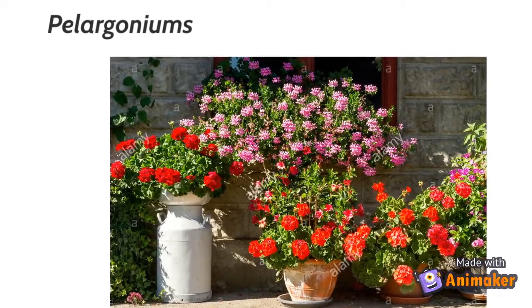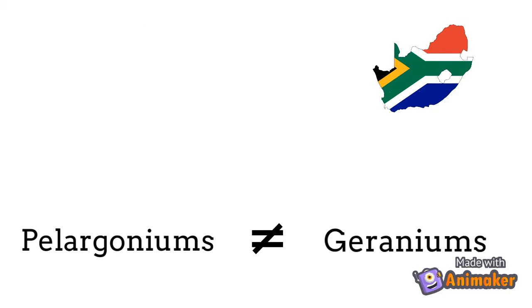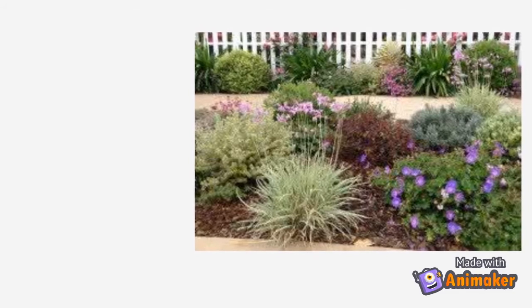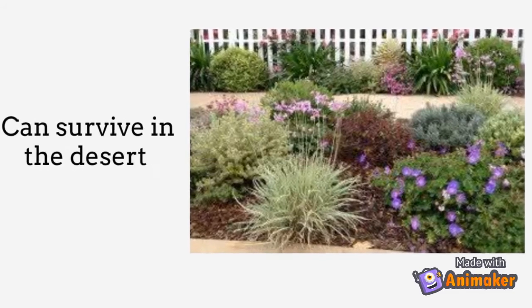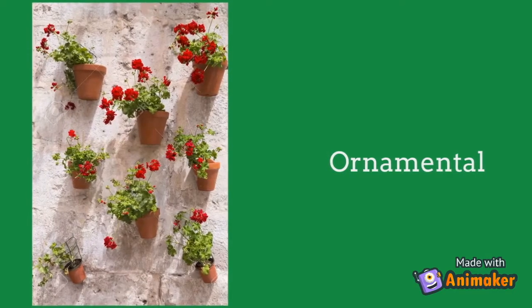Pelargoniums, often mistakenly referred to as geraniums, belong to the family of Geraniaceae and will be the focus of this study. Originating from South Africa, these are drought-resistant plants that are widely used as decorations based on their ornamental features. Pelargonium flowers occur in various colors.